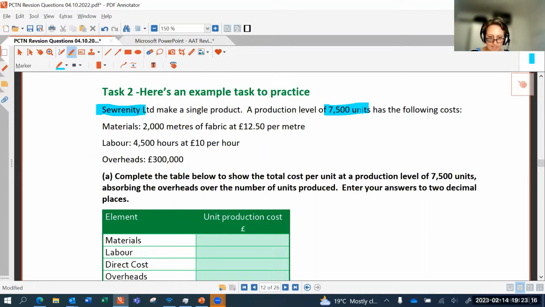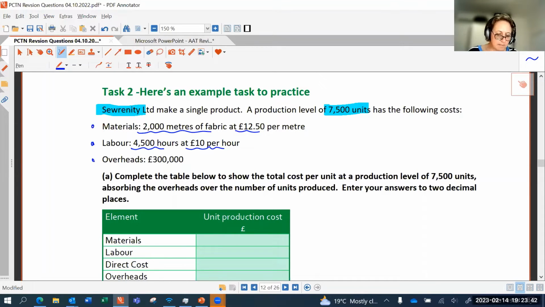That's going to involve some material. So they need 2,000 meters of fabric. It costs £12.50 for every meter. They need 4,500 hours of labour, which they pay £10 per hour. And then they incur £300,000 of overheads as well. So there's 3 different categories of cost here: the material, the labour, and then the overhead.